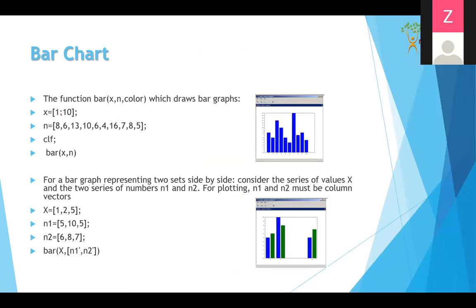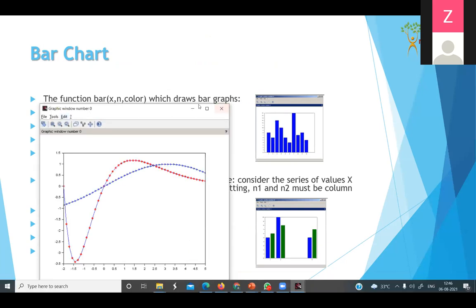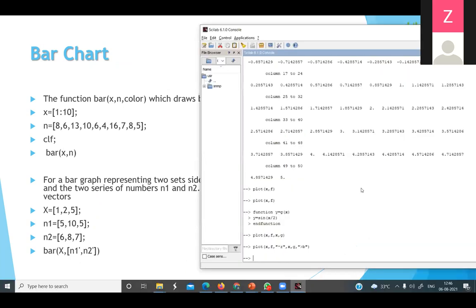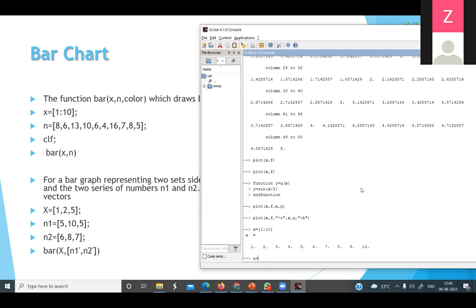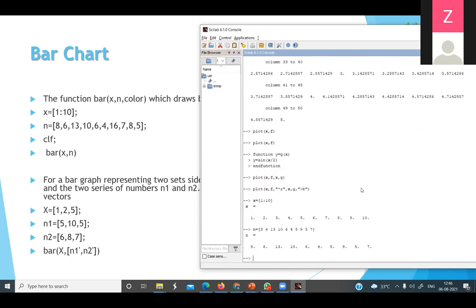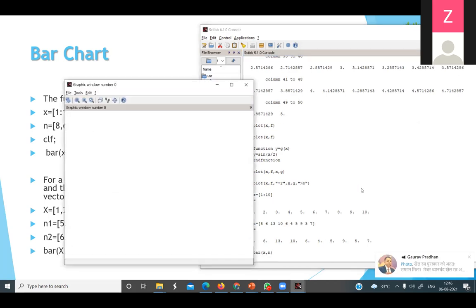On similar lines, we can also draw bar charts. Let's do a simple example of a bar chart. x equal to 1 to 10, and pick up certain values for n equal to 8, 6, 5, and 6. We need to define 10 values. So let us draw a bar chart. Bar chart is again simple: bar x, n, and done. That's it.